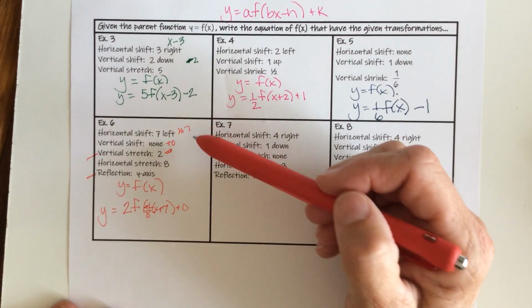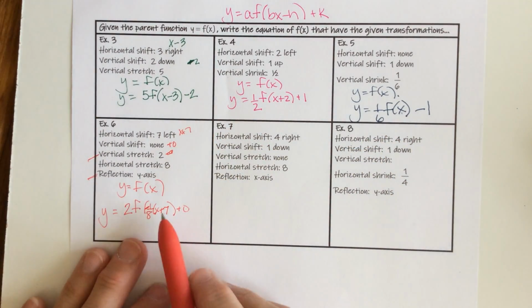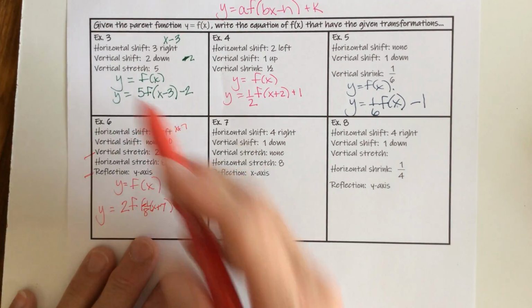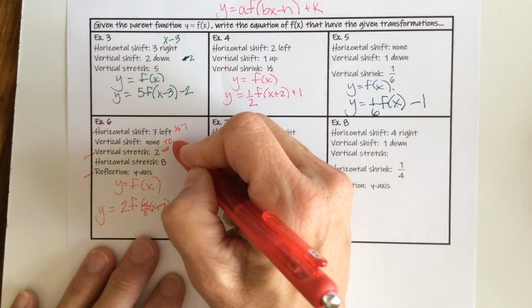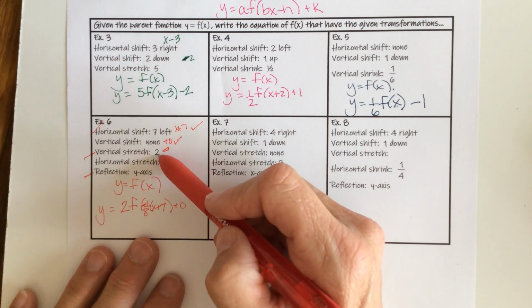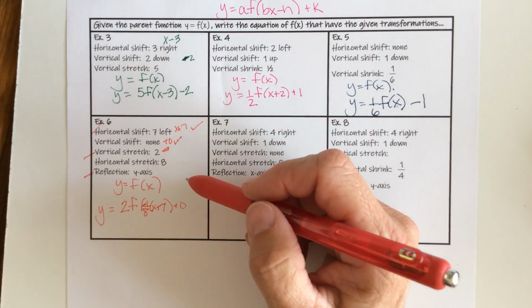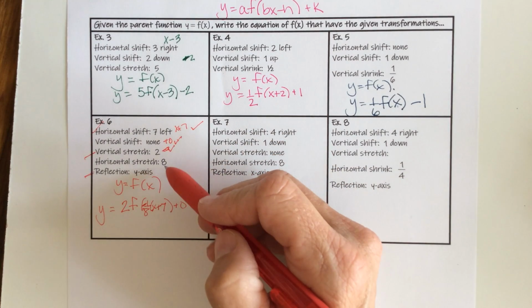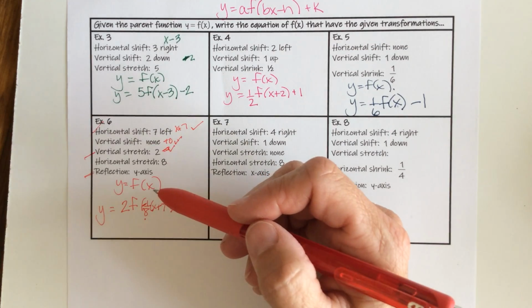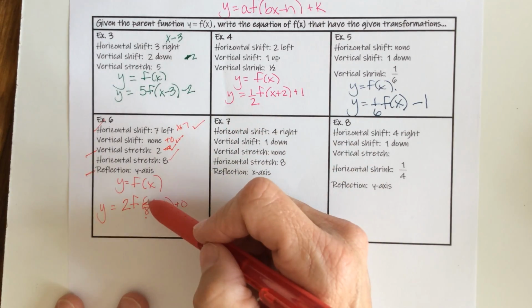go back, and I want to go back and make sure of all this. So horizontal shift of 7 to the left. So I have 8 x plus 7 in parentheses. So that's taken care of. I don't have a vertical shift. That's that plus 0. I have a vertical stretch of 2, which is on the outside of this f function. So I have that one. My horizontal stretch of 8 has to be 1/8 because it has to be the reciprocal. And then I have a reflection about the y-axis. So my negative goes with the 1/8.